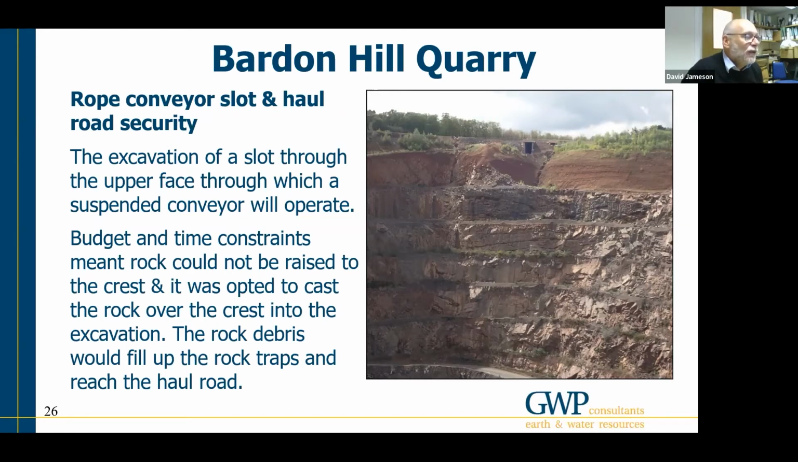So how to design a rock trap which would contain all of that material, avoid spillage onto the main haul road, because that takes time to mop up and clean up in order to then allow you to get down to the bottom of the slope and recommence work, especially during the formation of the slot.